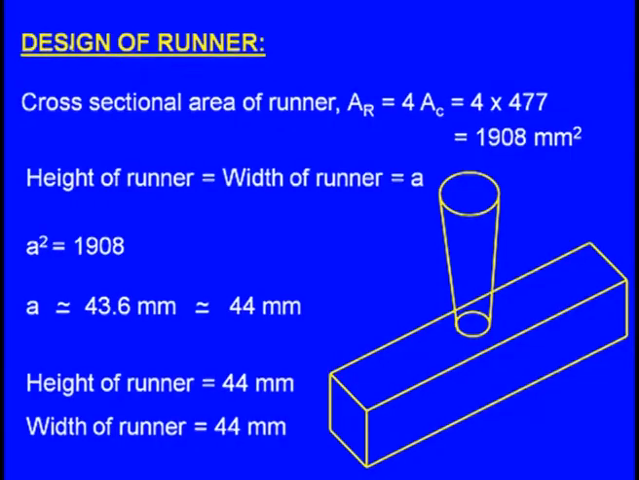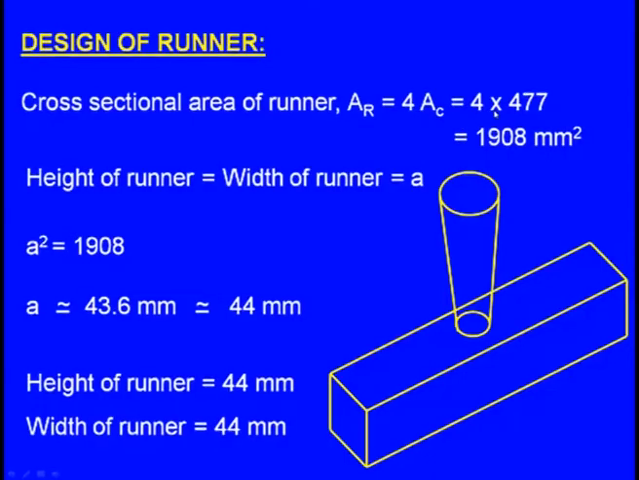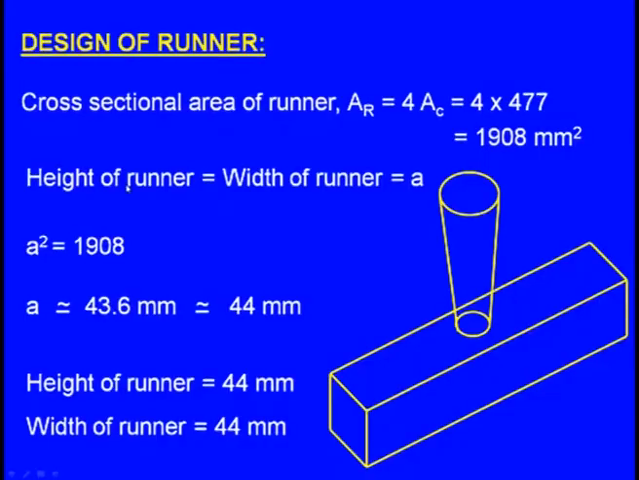Next, we need to design the runner. What is the cross sectional area of the runner? In the case of the unpressurized gating system, AR is equal to 4 into AC, that is equal to 4 into 477, which is 1908 square millimeters.